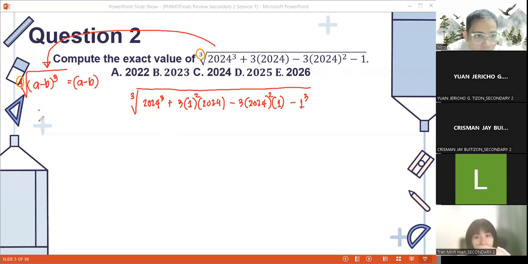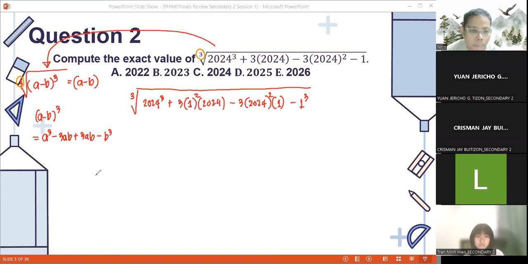So, recall, if you have A minus B cube, that is equal to A cube minus 3A squared B plus 3AB squared minus B cube, right? So this one is taken from your Pascal's triangle, correct? If you notice, it's a bit confusing because of the sign conventions here, but you can just simply rearrange them.